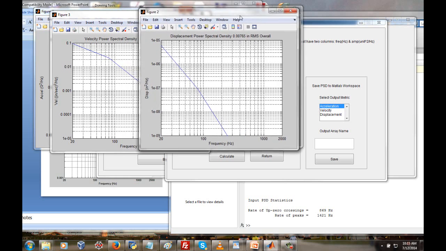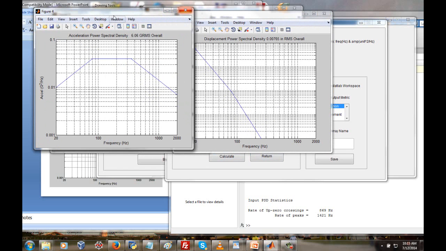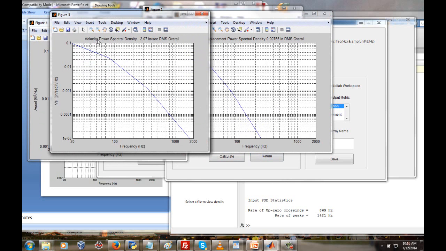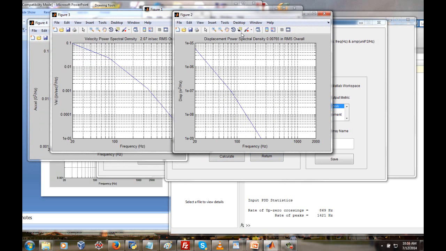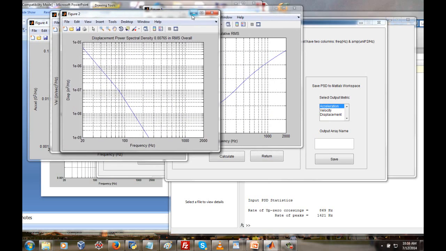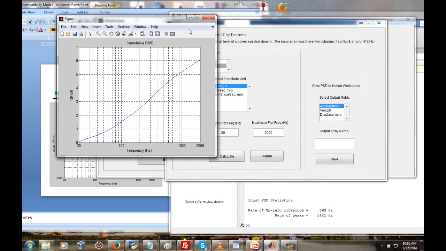And why would we ever want to do this? Well, there's a couple different reasons. This is a spec, but let's say we had a measured acceleration PSD, and we need to convert it to velocity or displacement. We could use these tools. There's also the cumulative RMS, which we're going to ignore for right now.